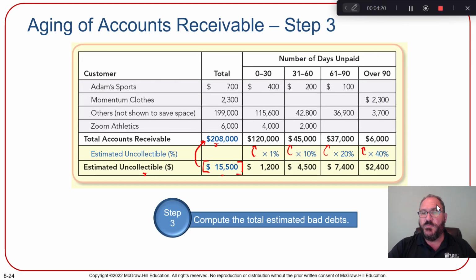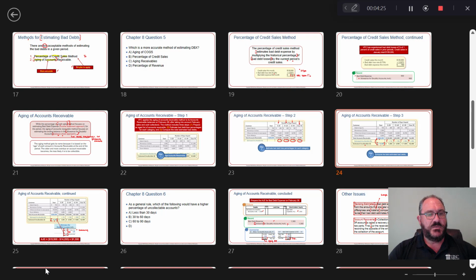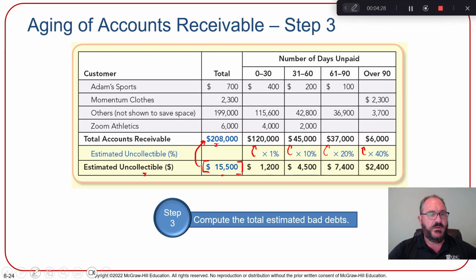So what they do is they multiply all these out, okay? As you can see here, total accounts receivable is 208,000, right? And when you tally all of these numbers up, they estimate that 15,500 of that 208,000 is uncollectible, but notice they estimate different percentages based upon the age, okay? And they do this based upon experience, okay?